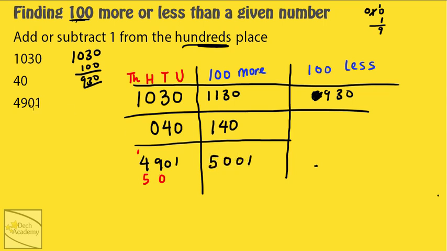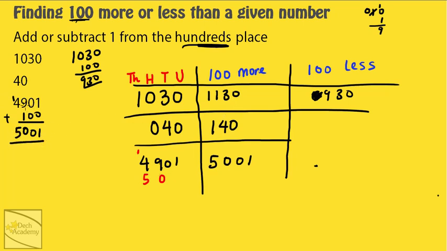5001. Alternatively, you could just say, let me add 100. 1 plus 0 is 1, 0 plus 0 is 0, 9 plus 1 is 10, so 0, carry 1, which is the same thing we did there. 4 plus 1 is 5. So you get the same result.